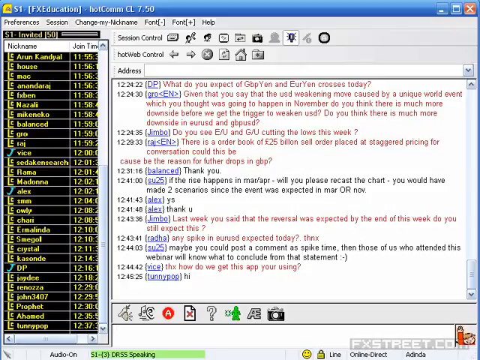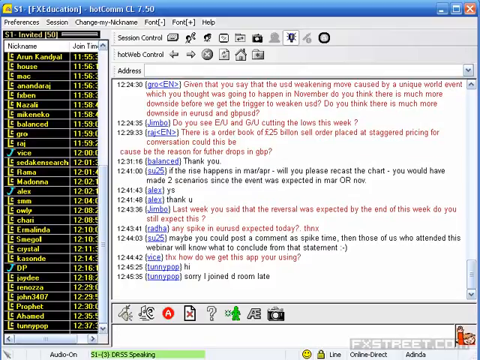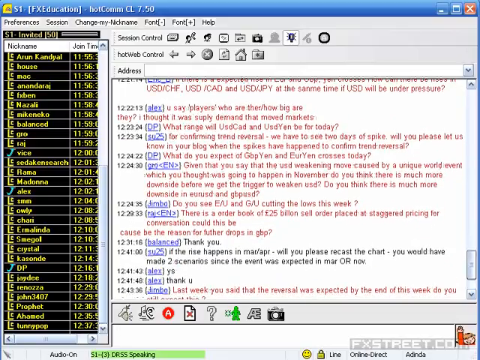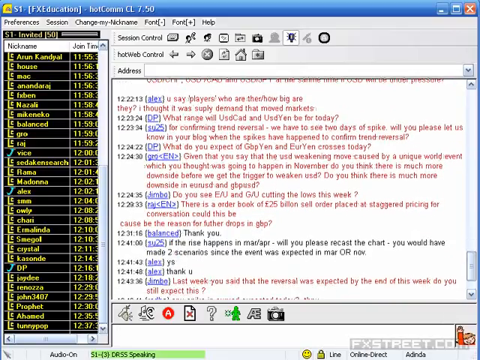DP: What do you expect GBP yen and Euro yen crosses today? Yeah, as I explained, Euro and GBP are expected to gain and also USD yen is expected to gain. So we could come across a significant gain in the case of Euro yen and GBP yen cross.